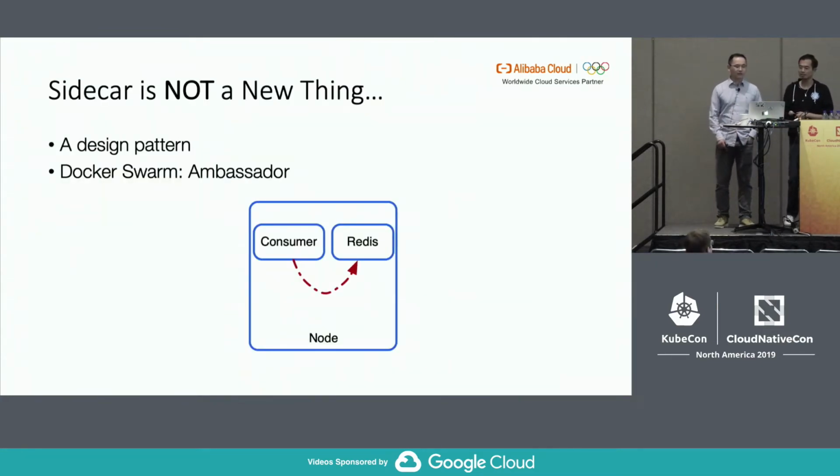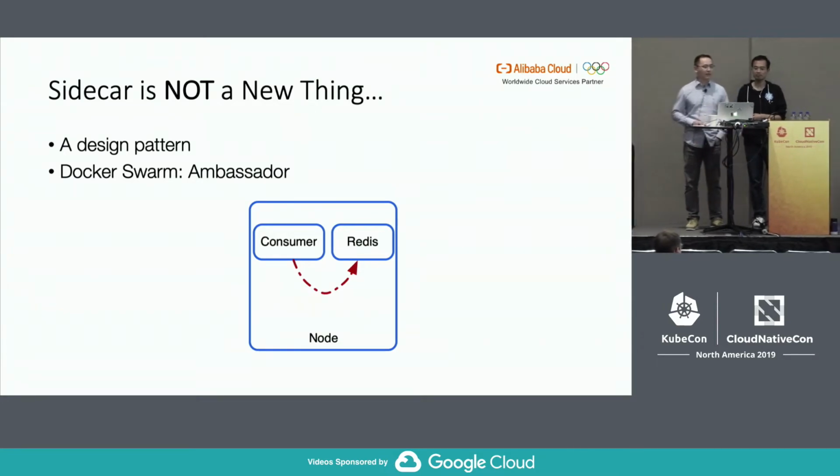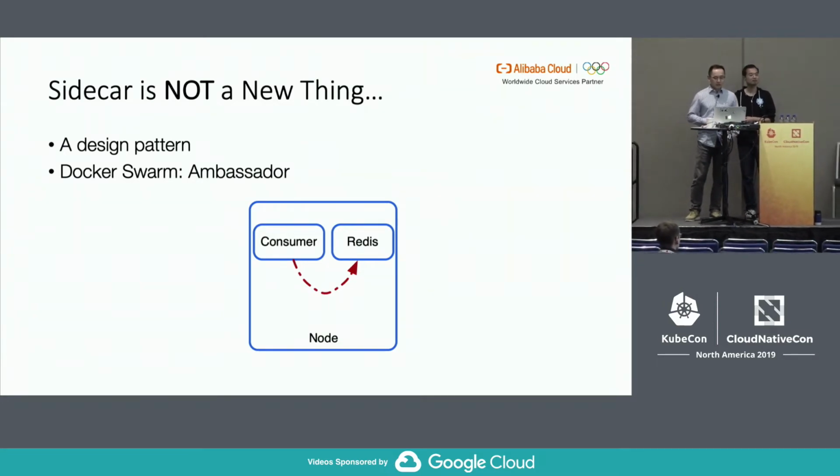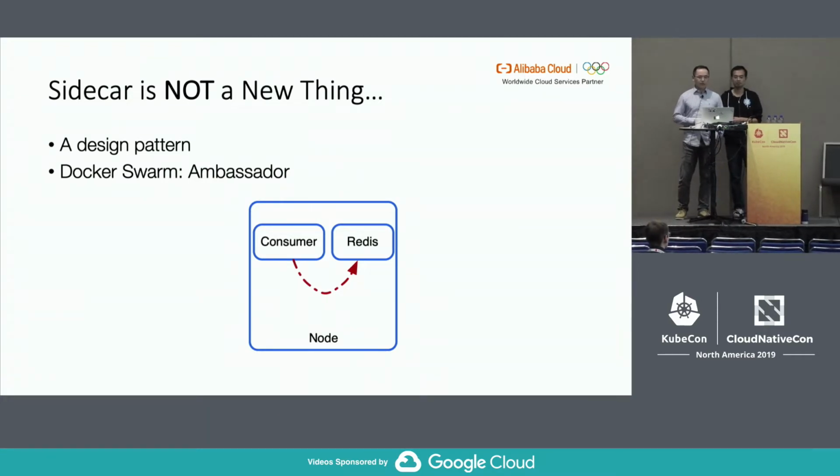Actually, Sidecar is not a new thing, it's kind of a design pattern. So if you are familiar with Docker Swarm, you may remember that Docker Ambassador is kind of Sidecars. So Sidecars are usually used to do accessory things that are coupled and from the main service containers.